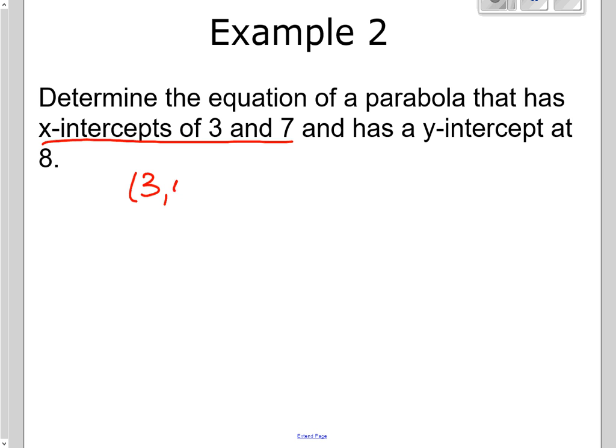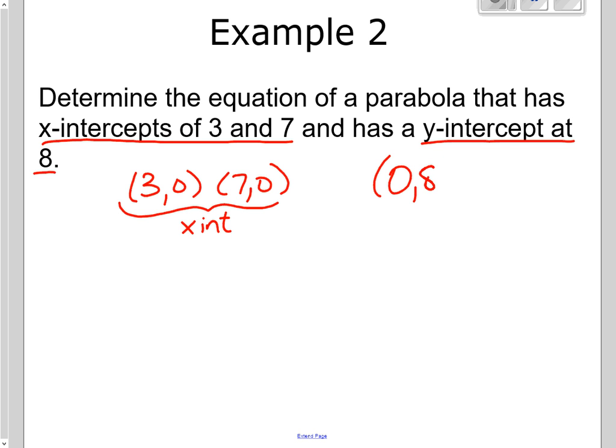So 3, 0, and 7, 0 are my x-intercepts. And then it has a y-intercept at 8. So there's another good piece of information. That's our other point. So a y-intercept is at 0, 8. That's a y-intercept. So this is going to be the other point that we're going to need.